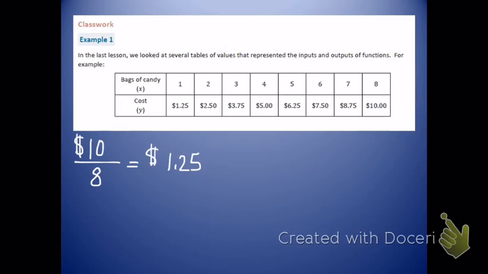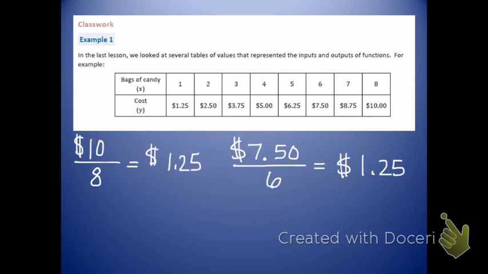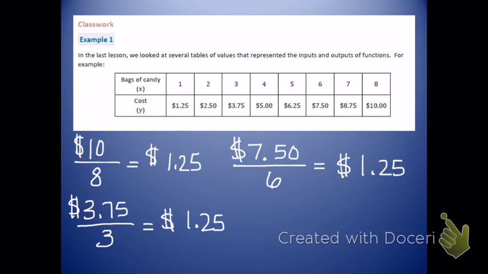So if I spend $10, I can get 8 bags of candy. So that would be $1.25 per bag for buying 8 bags of candy. And if I check some other values here, $7.50, I can get 6 bags of candy. So that would be $1.25 per bag there. So we can see this is a proportional relationship. The ratio of y to x is the same for all the values in the data table.